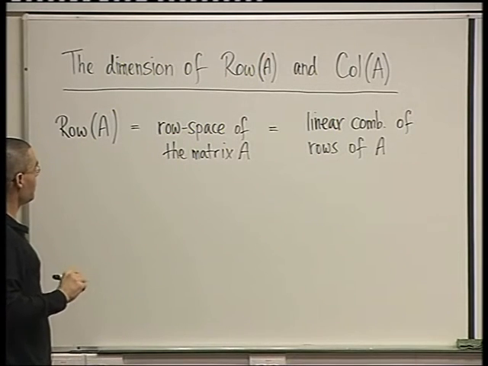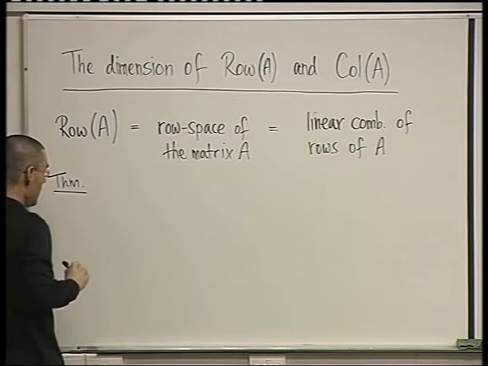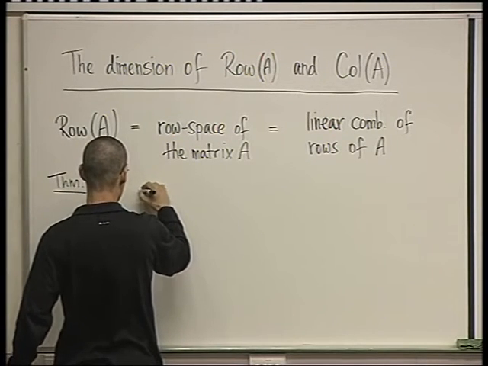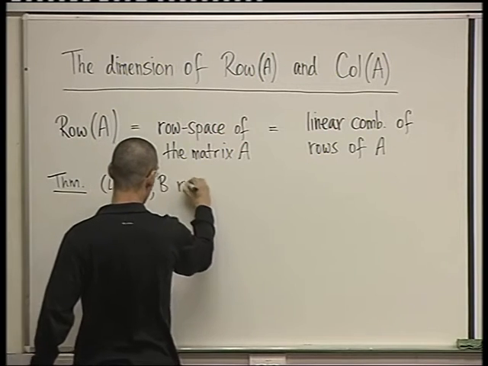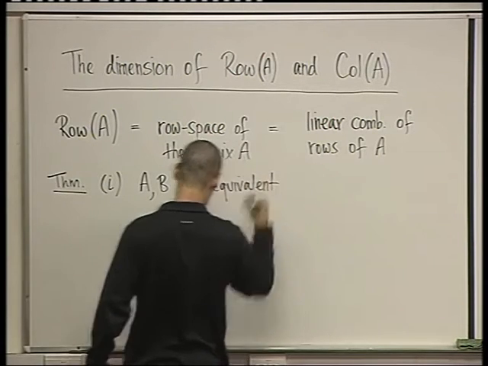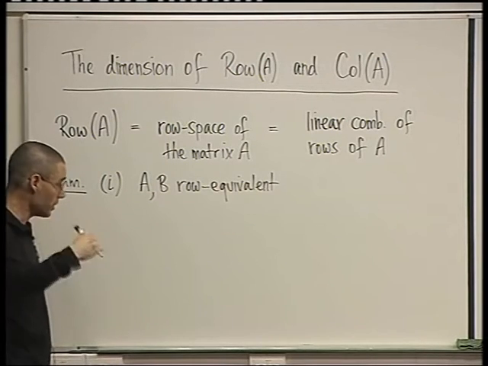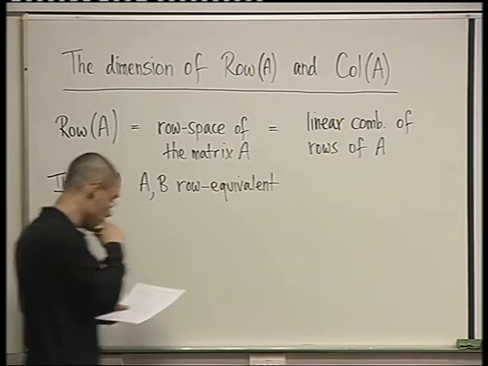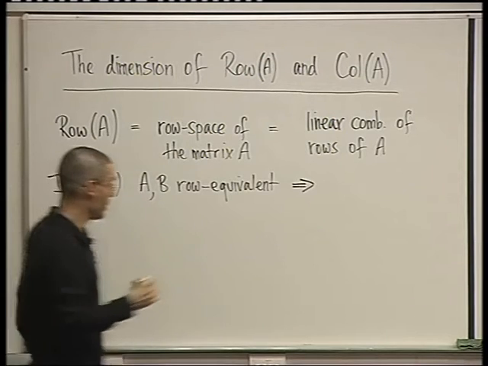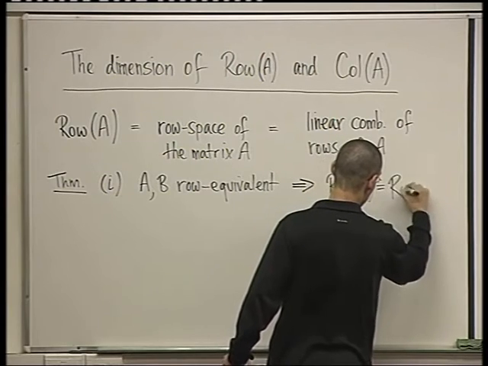And here are a few theorems that we've already seen. We didn't prove all of them. Some are not that easy. But here are the facts. So the first one was, if A and B are two row equivalent matrices, meaning that we can pass from one to the other using elementary row operations, then the rows span the same subspace. So row of A equals row of B.